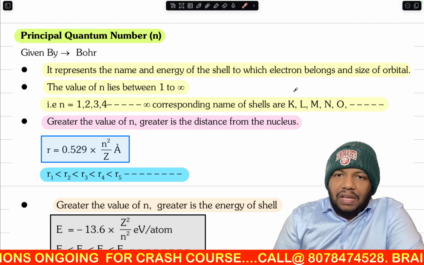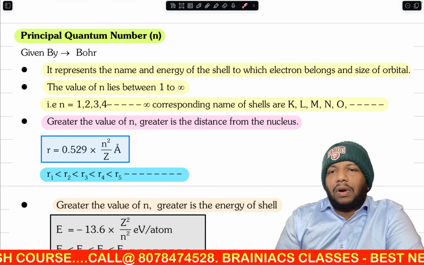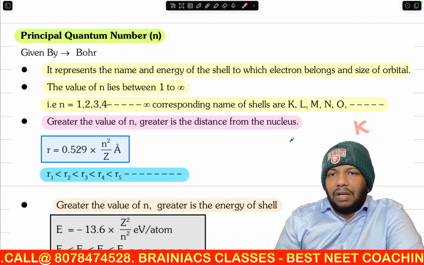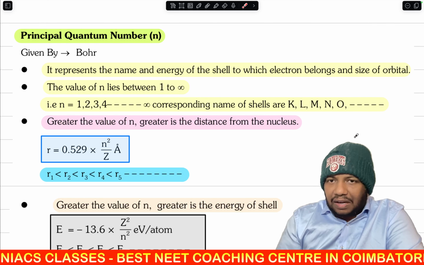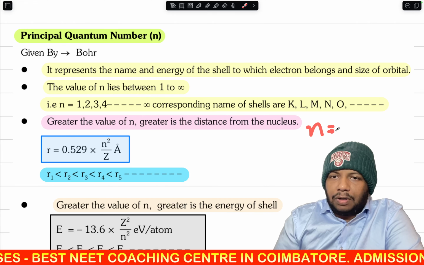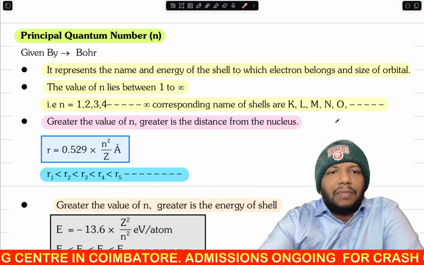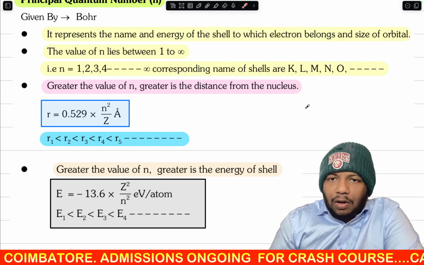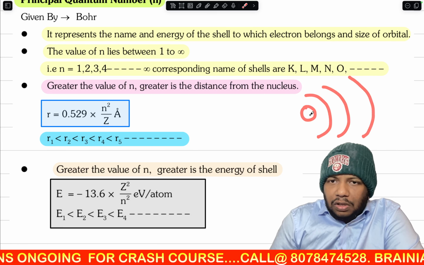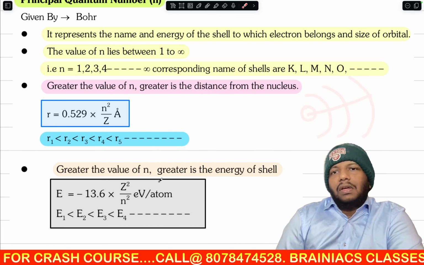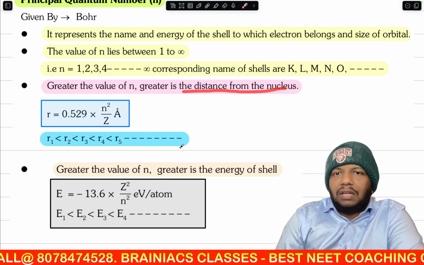If n, the principal quantum number, is equal to 1, that indicates the K shell. If n is equal to 2, the corresponding orbit is L, the second orbit. If n is equal to 3, it is the M shell, the third orbit, and so on. So the third orbit means you have the first orbit, second orbit, and third orbit, moving farther from the nucleus. So the greater the value of n, the greater the distance from the nucleus.